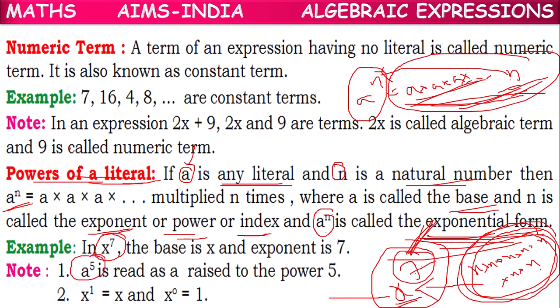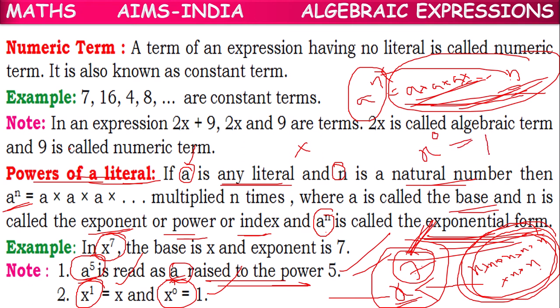Suppose a power 5 is there, it is read as a raised to the power of 5. Or x power 1 is there, x raised to the power of 1 means only one time we have x, which is equal to x. Or x power 0 is there, x raised to the power of 0 means no x, nothing but 1. So any base raised to the power of 0, its value will be 1.